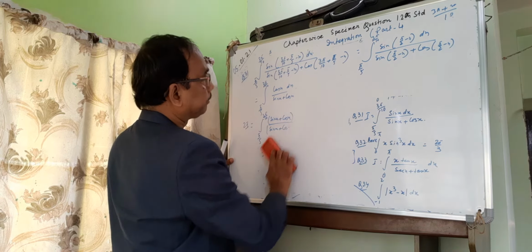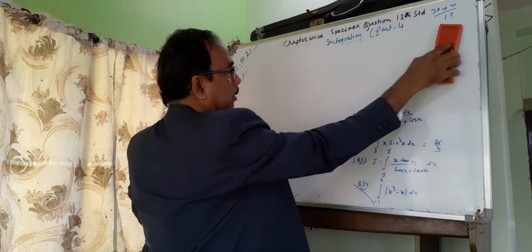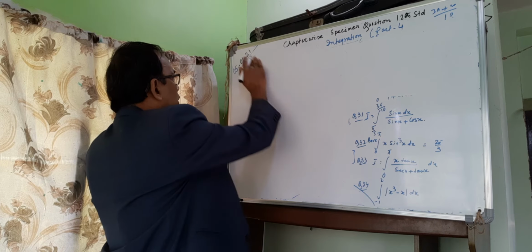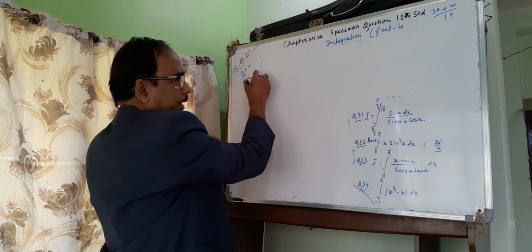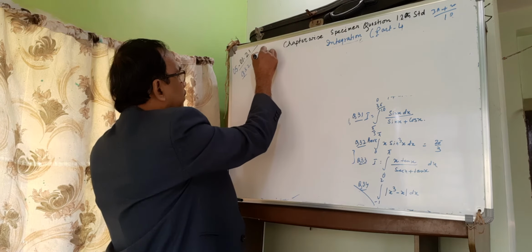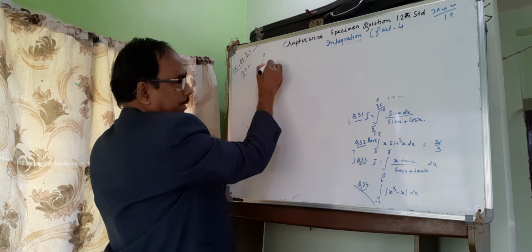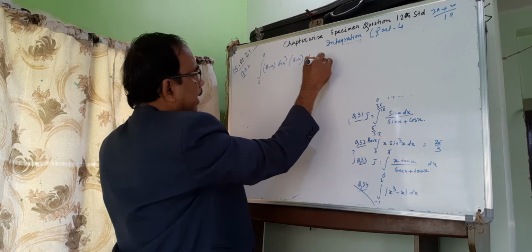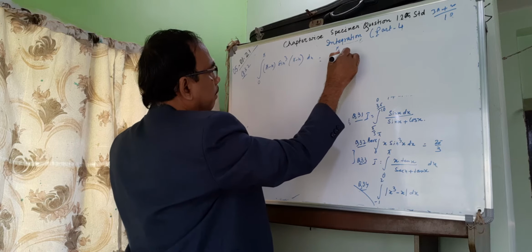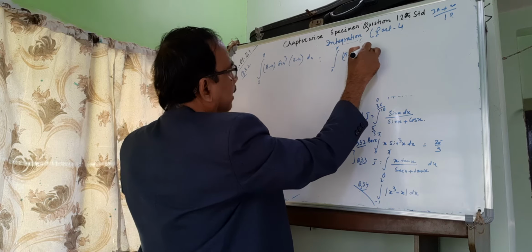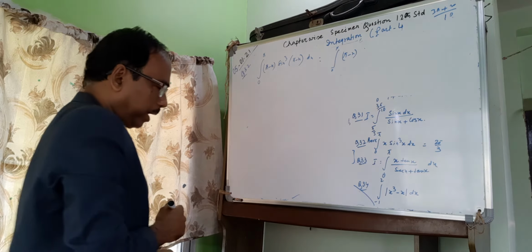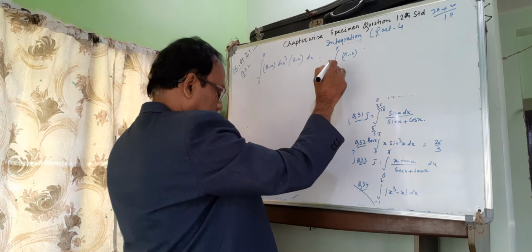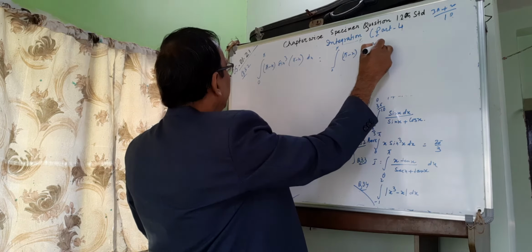Next, question number 32. Prove this. Integration 0 to pi x sin cube x dx equals 0 to pi of pi minus x, sin cube of pi minus x dx, that is sin cube x dx.